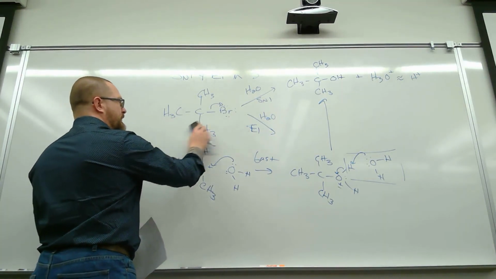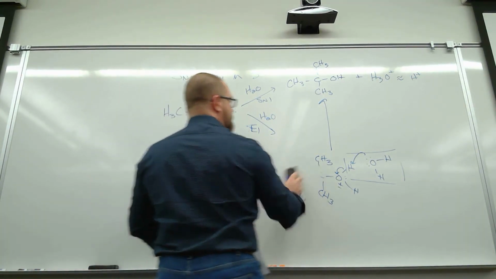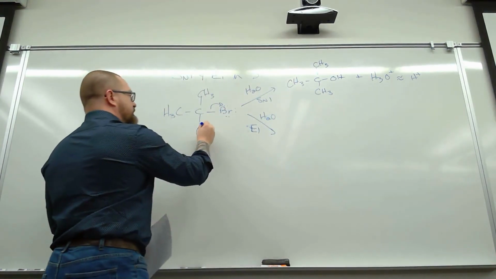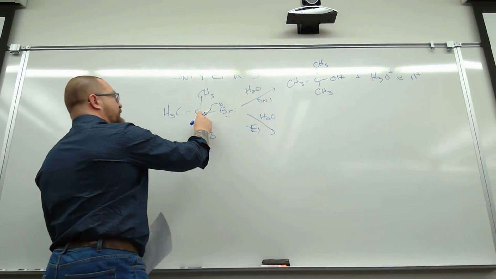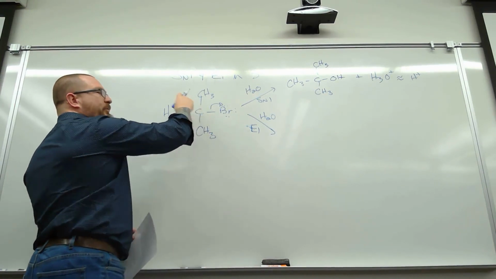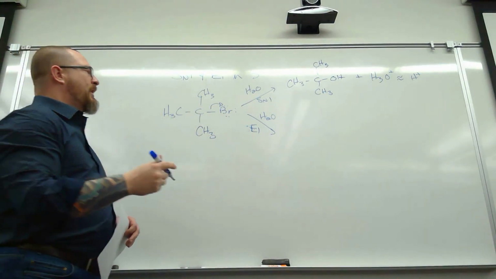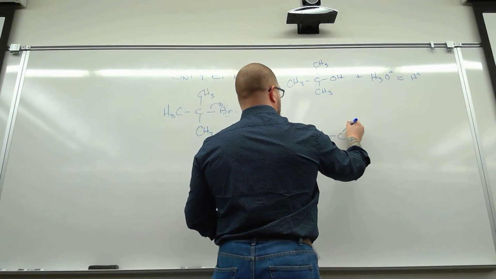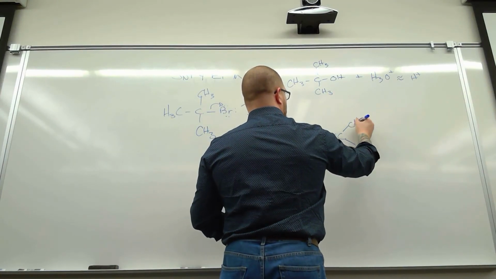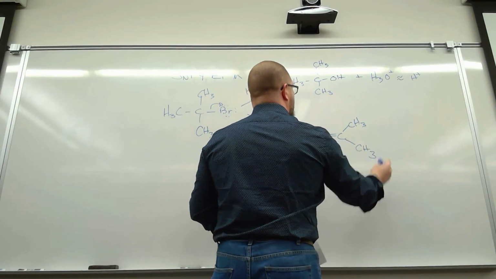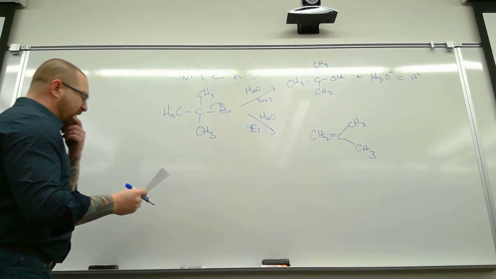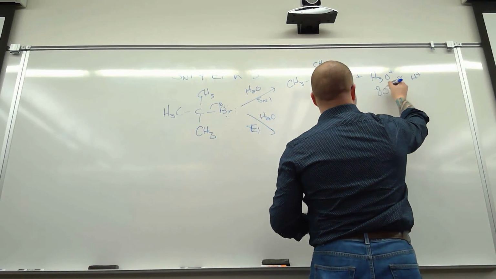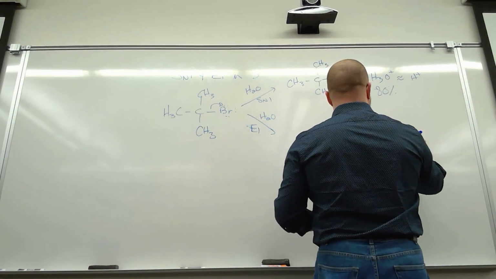What about the E1? We can put the double bond here, here, or here. Does it matter which? No. They're all equivalent. So I'll just arbitrarily put it there. Now what ends up happening is the SN1 is favored here, 80%, 20%.